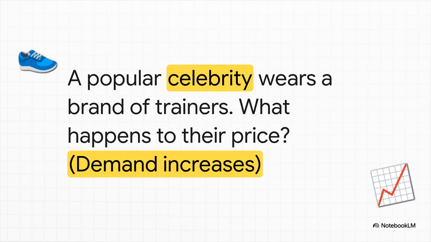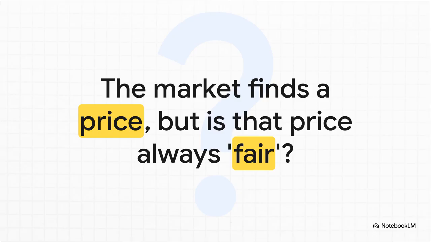And last one, a huge celebrity is photographed wearing a specific brand of trainers. All of a sudden, everyone wants them. Tastes and preferences shift, and demand just explodes. At the old price, you'd have a massive shortage, so the new equilibrium price is going to be much, much higher.